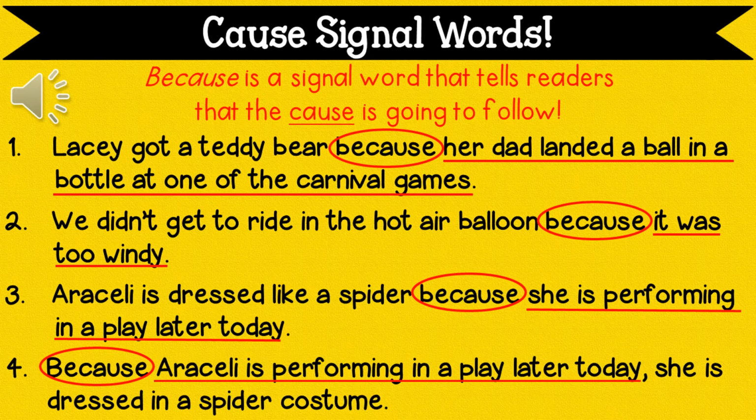We didn't get to ride in the hot air balloon. Why? Because it was too windy. Araceli is dressed like a spider. Why? Because she's performing in a play. Why is she dressed? Because she's performing in the play. So if you ask yourself the why and look for the because, it is a signal to help you find the cause.